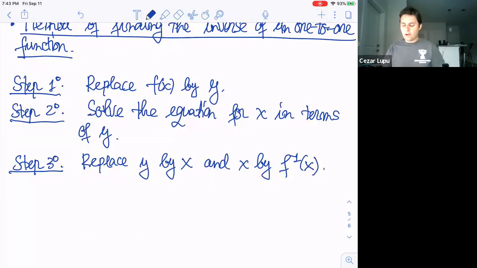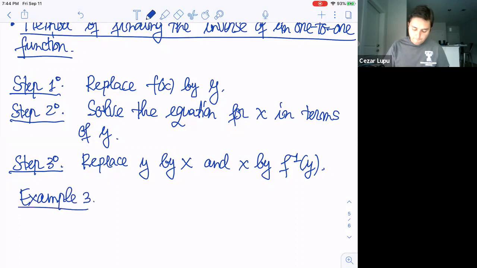Right? Anyway, f inverse of y, maybe that would be more accurate, to be honest. All right, let's see an example.